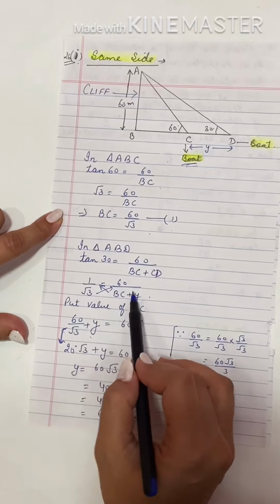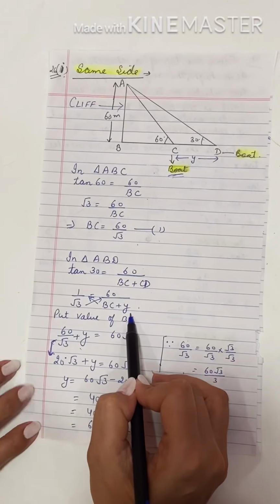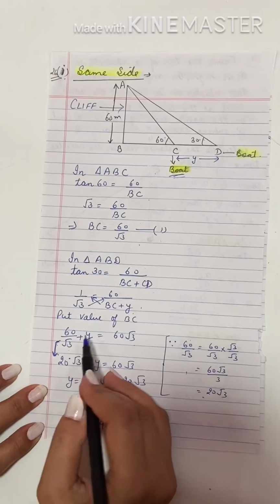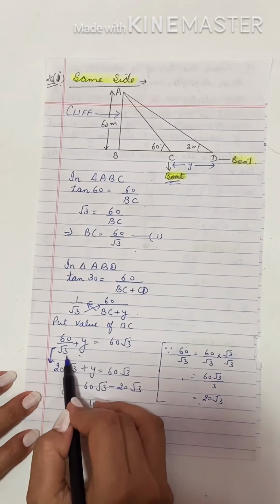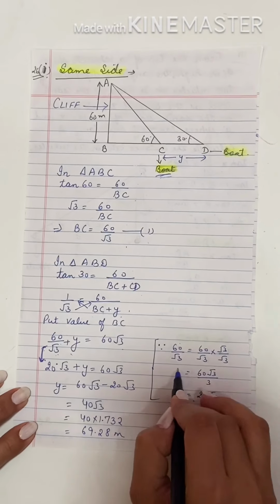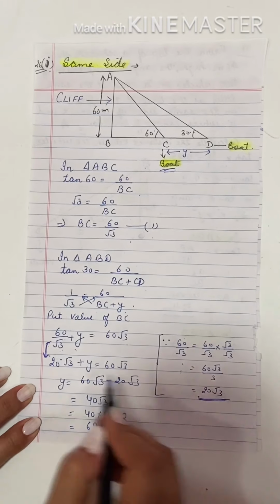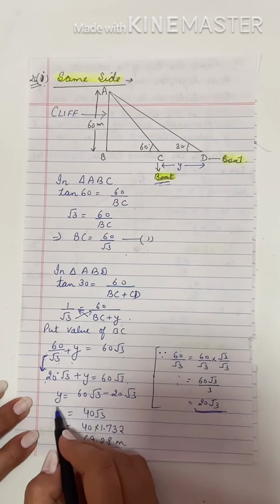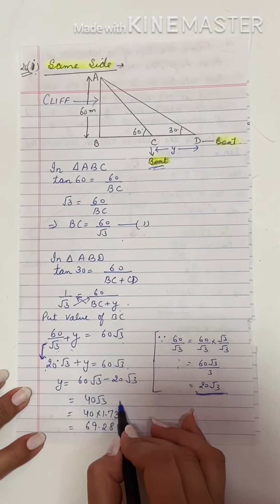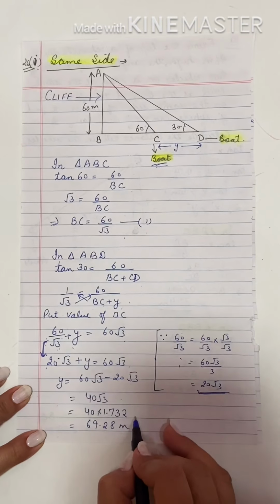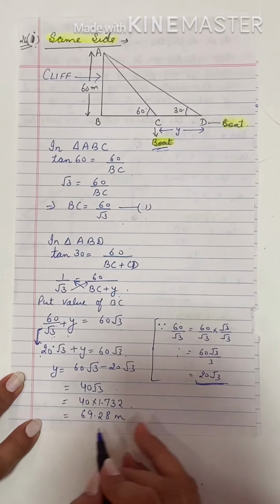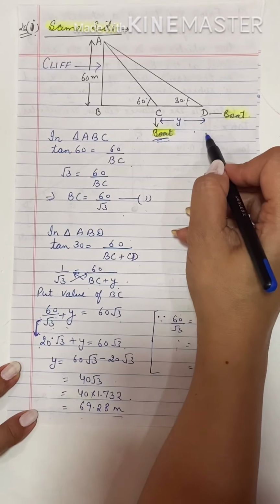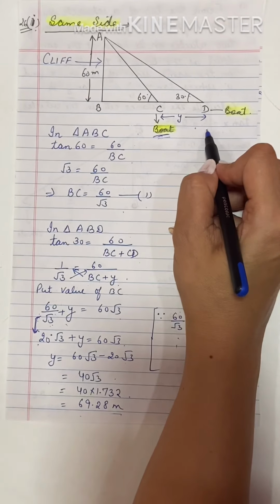So that gives 1 by root 3 is equal to 60 upon BC plus Y. Simplify it. On cross multiplication we are getting 60 root 3 is 60 upon root 3 plus Y. Putting the value of BC, it is 60 by root 3, and 60 by root 3 on rationalizing is equal to 20 under root 3. So in the next step I have put this value: 20 root 3 plus Y is equal to 60 under root 3. On simplification Y comes out to be 40 into under root 3. Putting the value of under root 3 we are getting 40 into 1.732, which is 69.28 meter. So in this case the distance between the two boats is 69.28 meters.